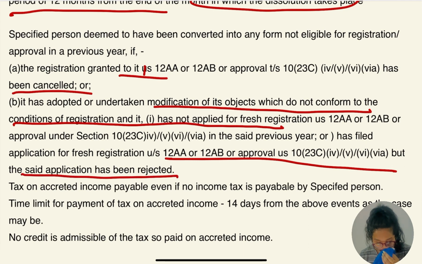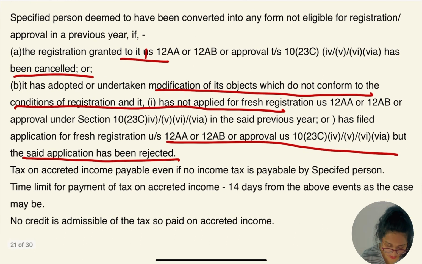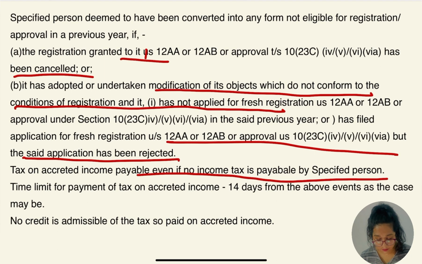So what happens is, either they have the registration which is granted or cancelled, or once they have done the modification and applied for the application, either they have not applied, or once they have applied, the application was rejected. Tax on accreted income is payable even if no income tax is payable by the specified person.